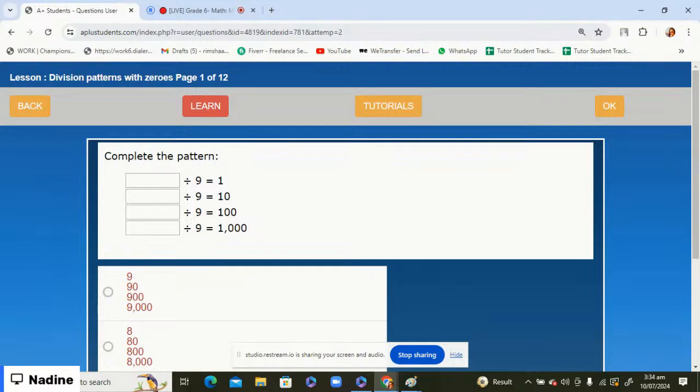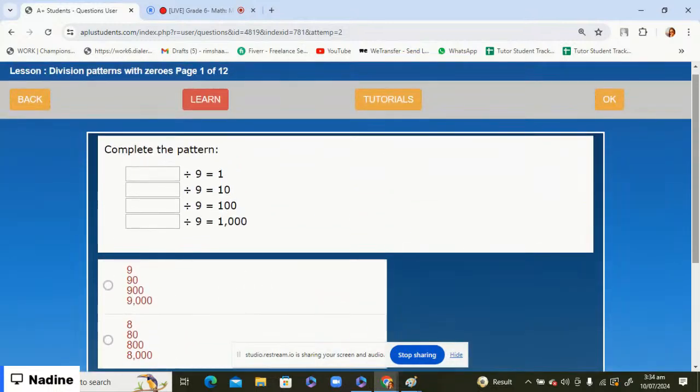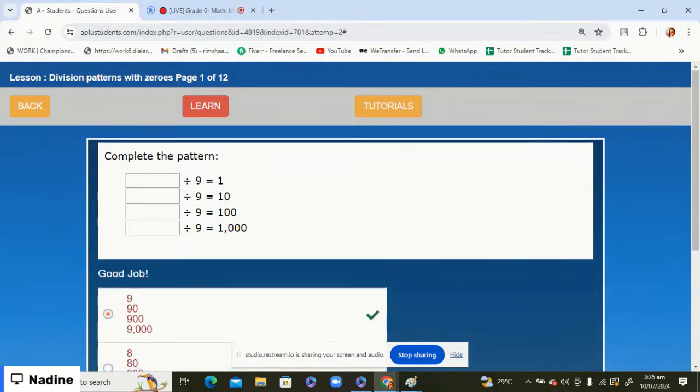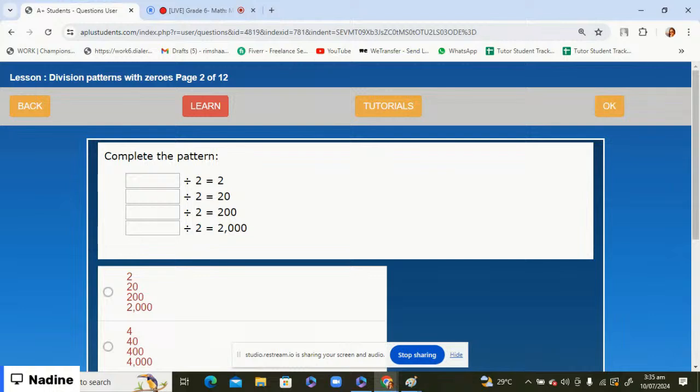So the first option is 9, 90, 900, and 9000, because 8 terms are not involved here. So we are just going to move with option A. So check it out for the second. Which number do you divide by 2 to get the answer 2? It means 2 divided by 2.